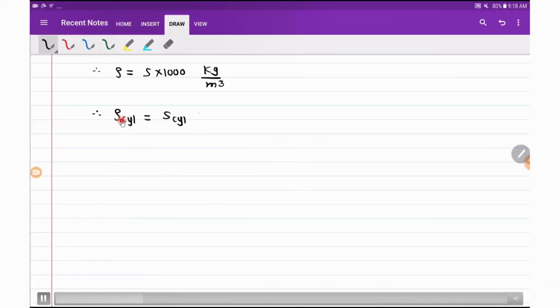So rho cylinder will be equal to S cylinder, replaced in place of S, multiplied by 1000 as it is. So rho is replaced by rho cylinder, S is replaced by S cylinder. Similarly, if you want to find rho of liquid, then replace S by S of liquid multiplied by 1000. So we now have the expression for both, that is rho cylinder and rho liquid.